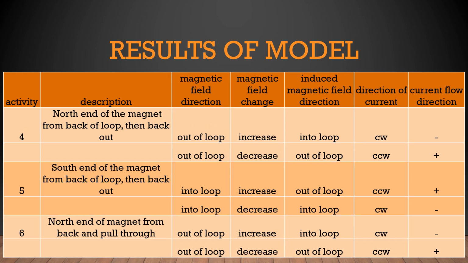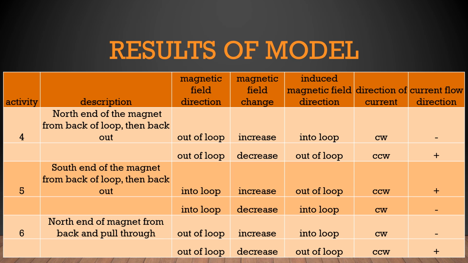For the fourth activity, we stuck the north end of the magnet into the back of the loop and then took it back out again through the back the way we came. The EMF that we observed here was that once we stuck the north end of the magnet into the back of the loop, it produced an EMF that was pointing into the loop from the front, and then when we brought the magnet back out, it produced an EMF that was pointing out of the loop from the front.